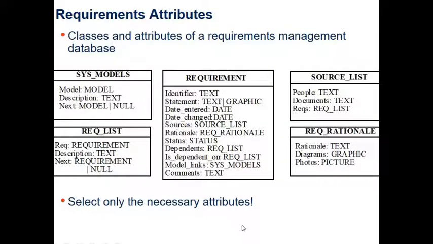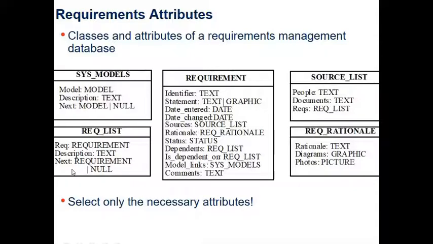Requirements attributes, some more notes. Classes and attributes of a requirements management database could look something like this. Select only the necessary attributes. So you have system models, requirement list, source list, requirements rationale. So this is an entire schema, right?